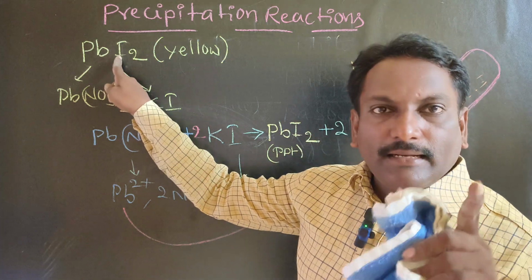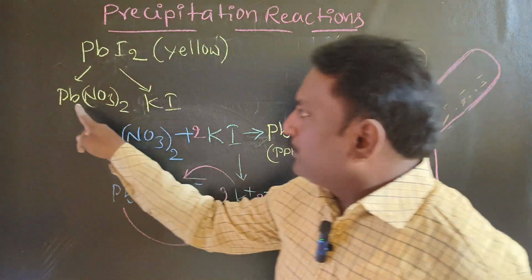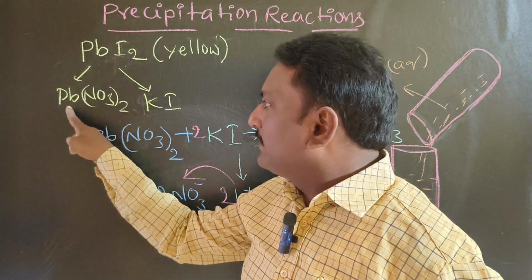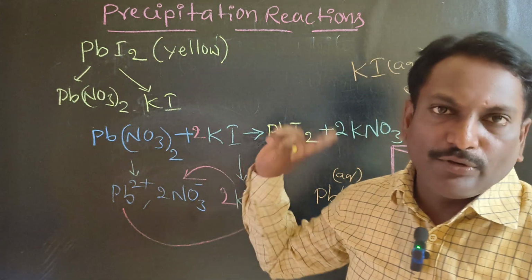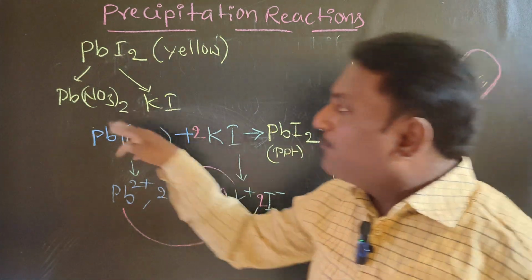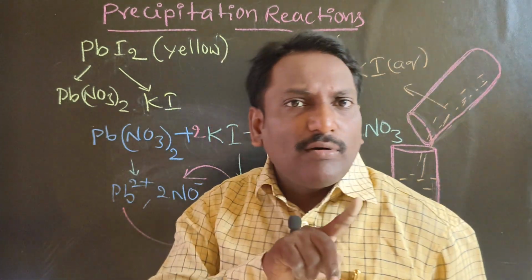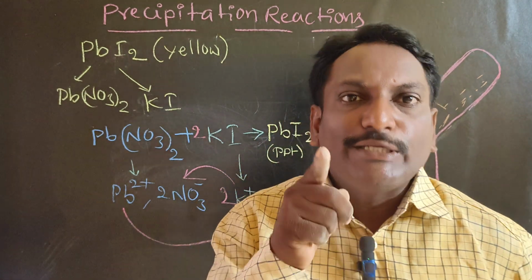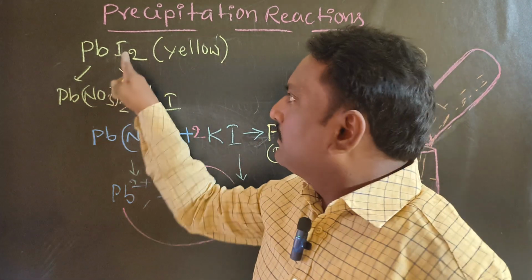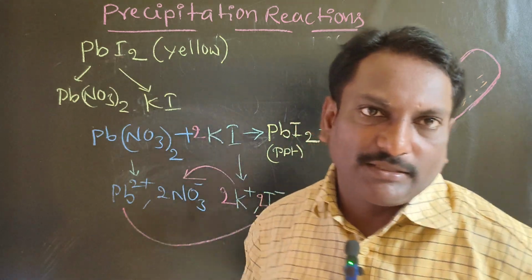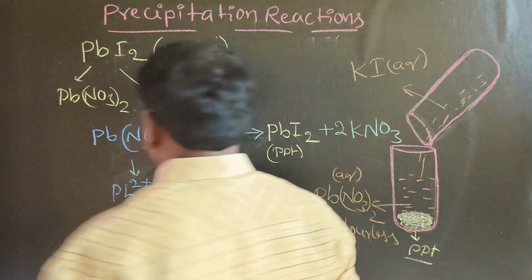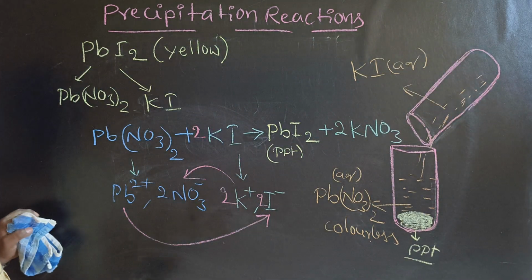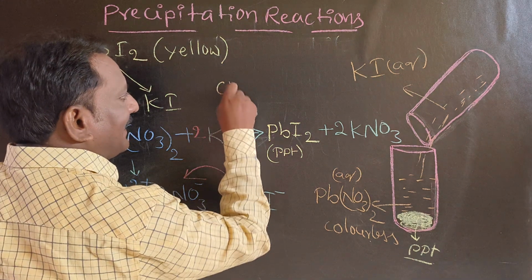To get lead iodide, we need to use two chemicals: lead nitrate and potassium iodide. If lead nitrate is not available in the lab, which chemical do you need to use to get lead iodide precipitate? So instead of lead nitrate, you can use lead acetate.